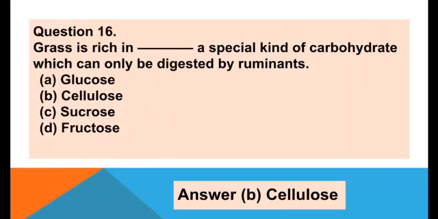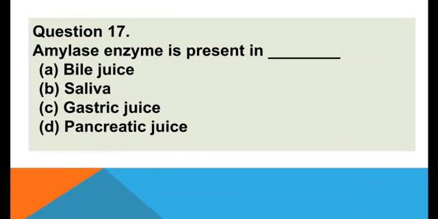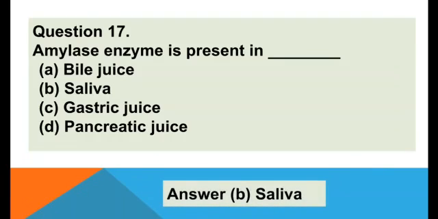Now we have question number 17. Amylase enzyme is present in, and your options are option A bile juice, option B saliva, option C gastric juices, and option D pancreatic juices. And your correct answer is option B saliva. Amylase enzyme is present in saliva.